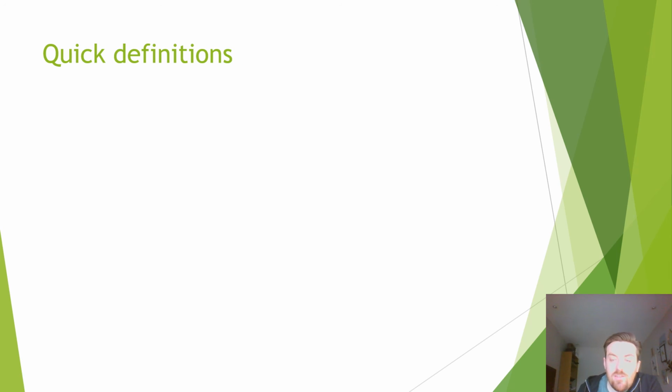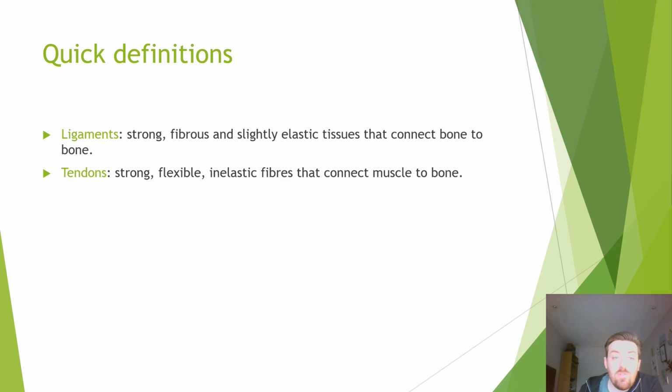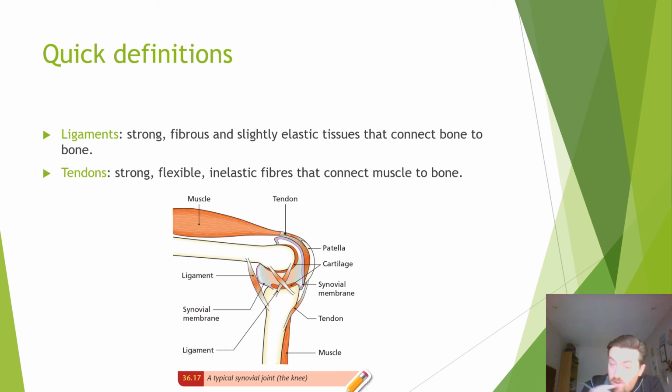A couple of quick definitions that I forgot to mention earlier on. Ligaments are strong fibers and slightly elastic tissues that connect bone to bone. Tendons are strong, flexible, inelastic fibers that connect muscle to bone. If we look at this diagram that I lifted from the book, you can see this tendon here is connecting this muscle to the patella. And then here are your ligaments.